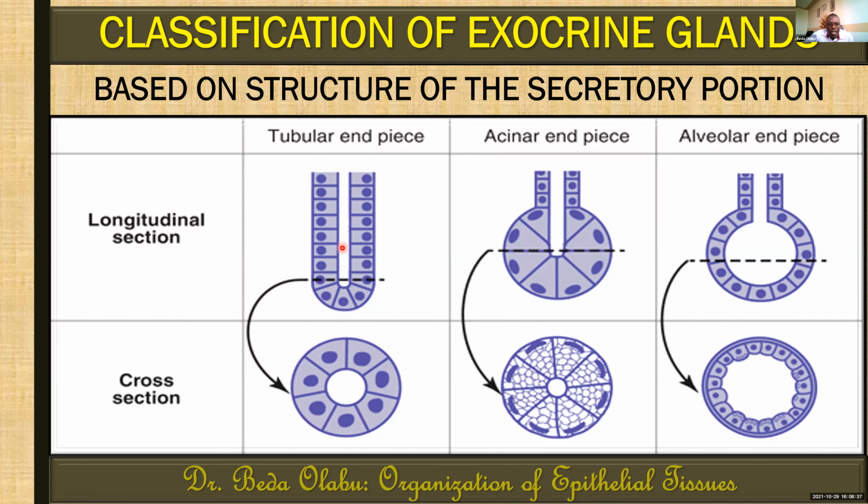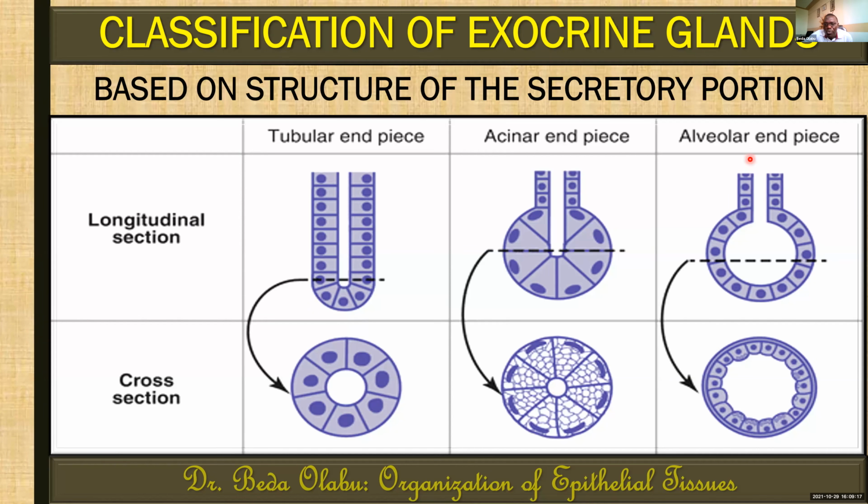So that is a tubular end piece, the secretory portion. You may also have what we call an acinar morphology. An acinar morphology is where the secretory unit consists of cells which look like prisms, or let me say pyramids. So they have a broad base and a narrowing apex, and that makes the lumen of the secretory portion to be a bit tiny, as we can see this one compared to this one. So this is what we call an acinar morphology.